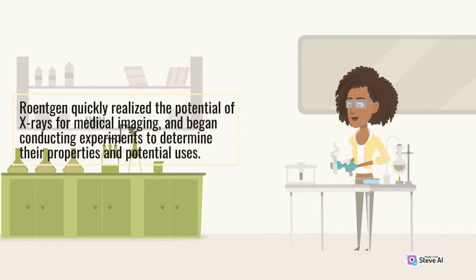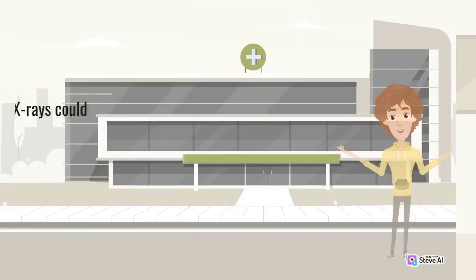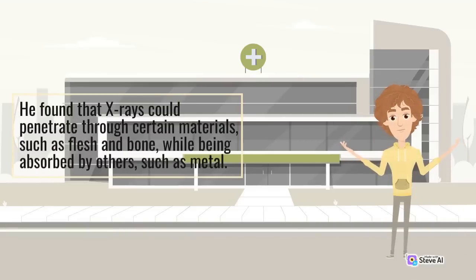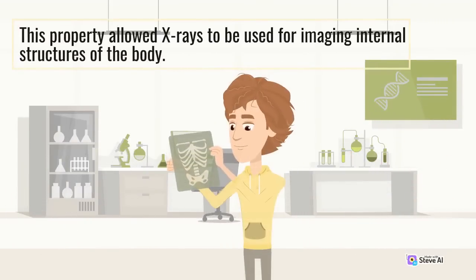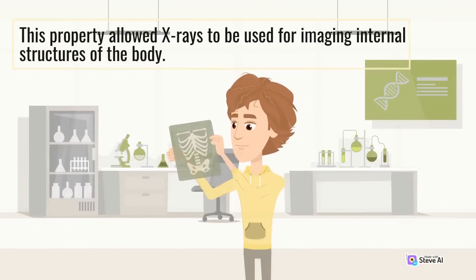Röntgen quickly realized the potential of X-rays for medical imaging and began conducting experiments to determine their properties and potential uses. He found that X-rays could penetrate through certain materials, such as flesh and bone, while being absorbed by others, such as metal. This property allowed X-rays to be used for imaging internal structures of the body.